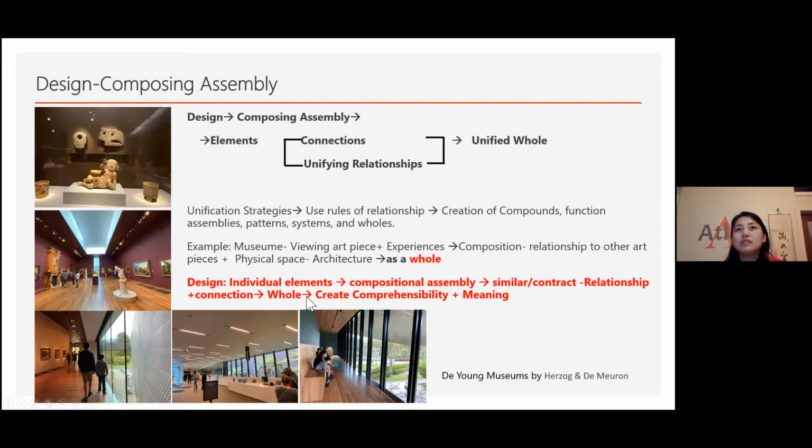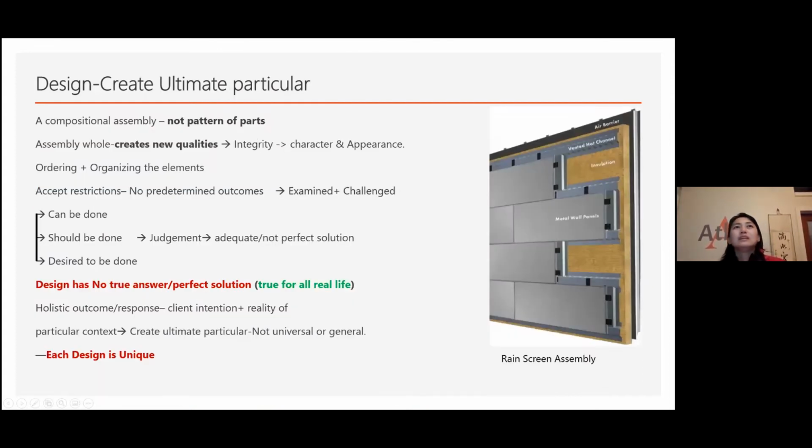So design is about individual elements. In compositional assembly, you use similarity or contrast, different ways to assemble them, to create these relationships and connections, and then you create this whole. This whole becomes easily comprehensible and creates some meaning for the people who actually look at it or use it. Then they talk about how compositional assembly is not just a pattern of parts, not just putting all the things together.